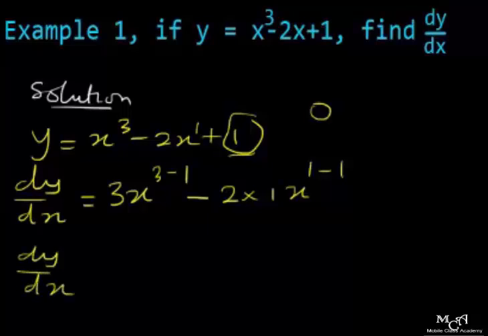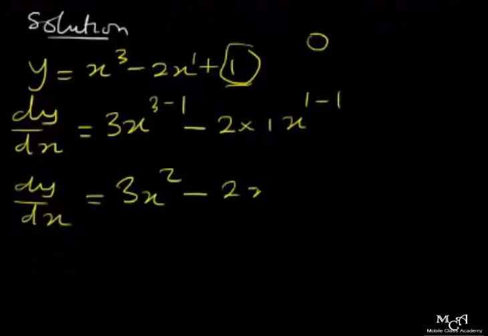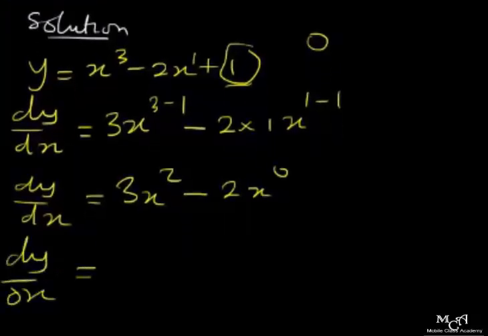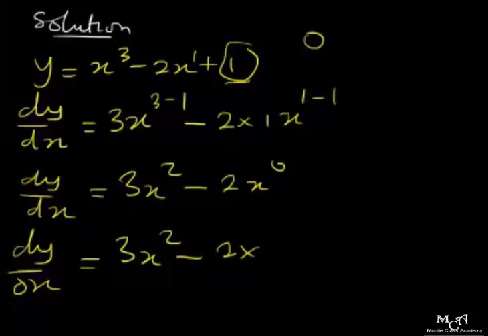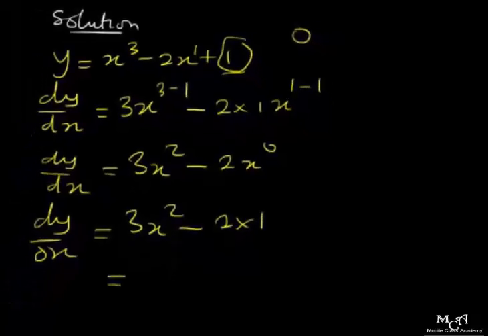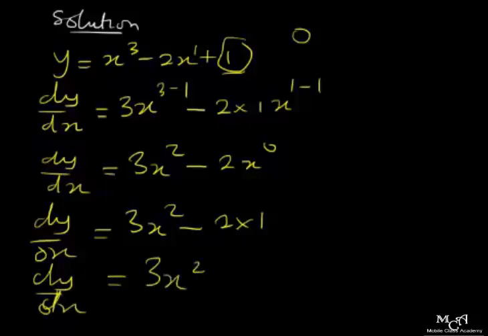My dy/dx becomes 3x squared minus 2x raised to power 0. My final answer becomes dy/dx equal to 3x squared minus 2 times anything raised to the power of 0, which is 1. So finally, dy/dx is equal to 3x squared minus 2. So that is the final answer for that question.